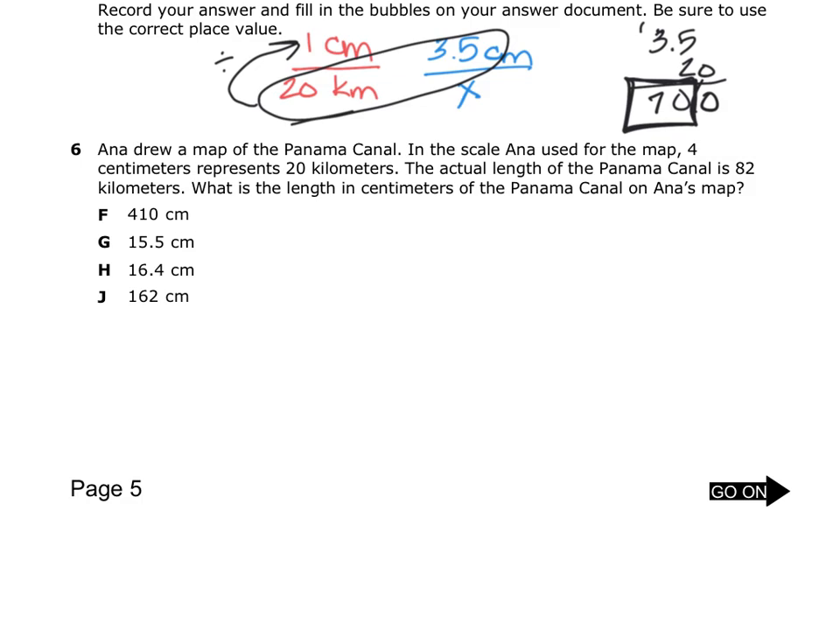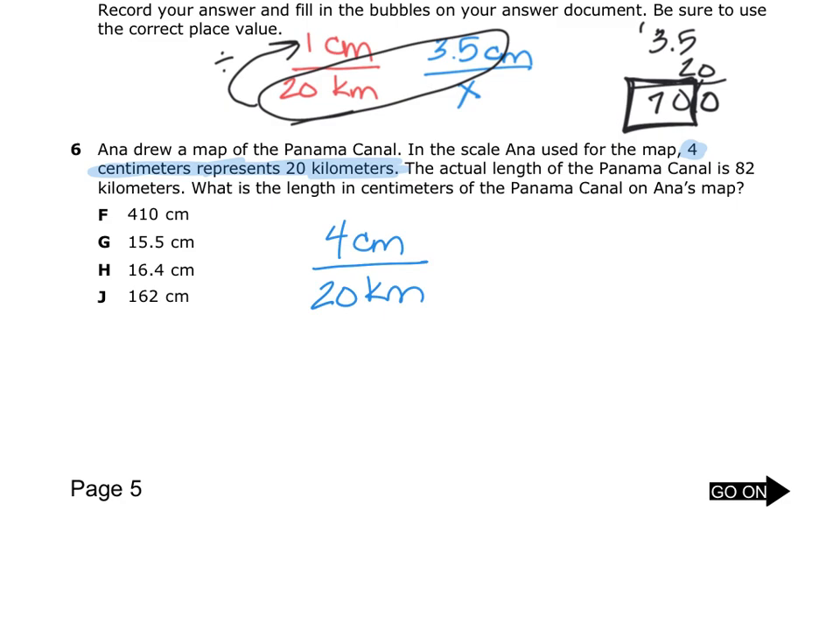All right, here's another scale one. Anna drew a map of the Panama Canal. In the scale Anna used for the map, 4 centimeters represents 20 kilometers. The actual length of the Panama Canal is 82 kilometers. What is the length in centimeters of the Panama Canal on Anna's map? So again, I see that scale, so I'm going to start there. 4 centimeters represents 20 kilometers, and I'm going to go ahead and write that. 4 centimeters represents 20 kilometers.